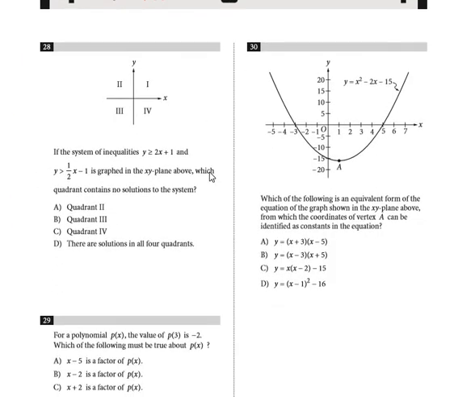Question number 28. If the system of inequalities y is greater than or equal to 2x plus 1 and y is greater than 1 half x minus 1 is graphed in the xy plane above, which quadrant contains no solution to the system? For this, you can use directly your graphing calculator. If you don't want to do that, you can do it manually by hand. It is going to be also solving, but let's use graphing here. So we are going to graph these two inequalities on the graphing calculator.